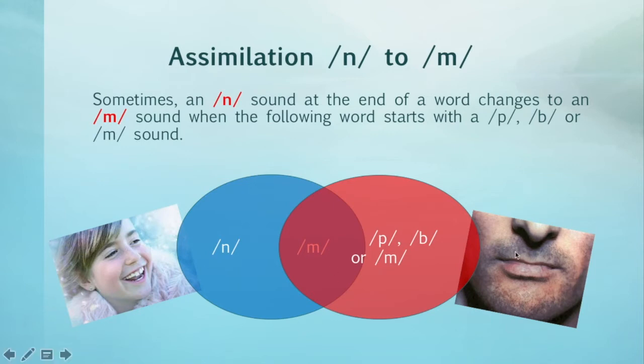So to transition from your lips open to closed, you pass through an M sound because M is nasal, like the N. They both are made with your nose a little. So it's a natural transition for the mouth, and it's just easier for the mouth to go straight to the M sound. Now, please note, I say sometimes because this depends on the speaker and how fast and informally they are talking.